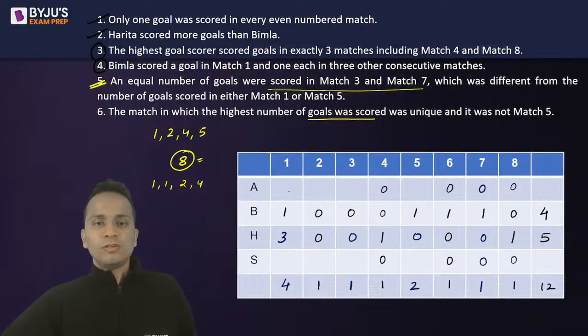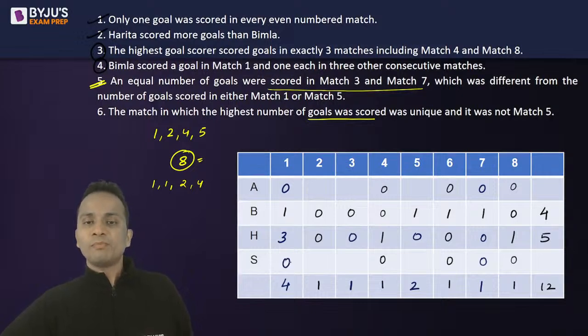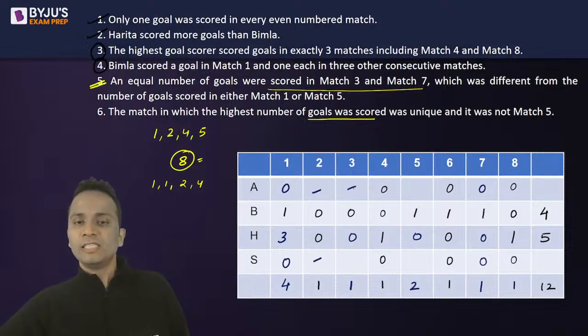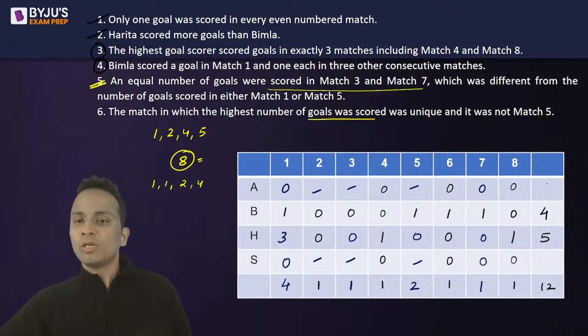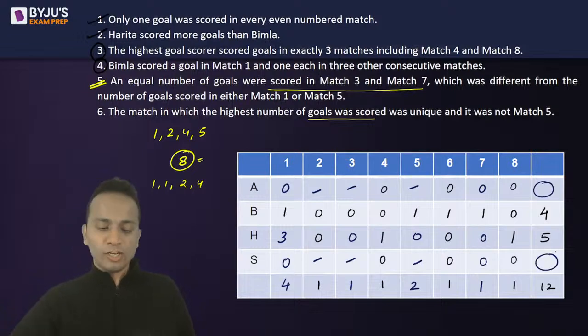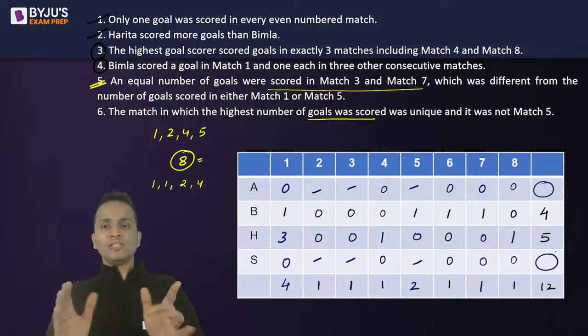So in the first match, a tally of 4 is already done. So I can put 0 at the other 2 places. So these numbers are left. Rest everything is filled. And the sum total here will be either 1 or 2. Okay, so that's it.